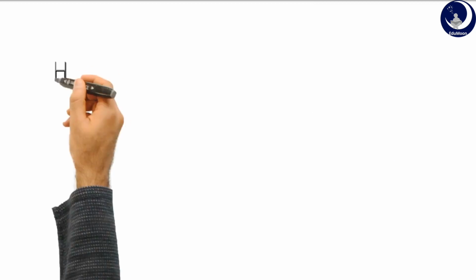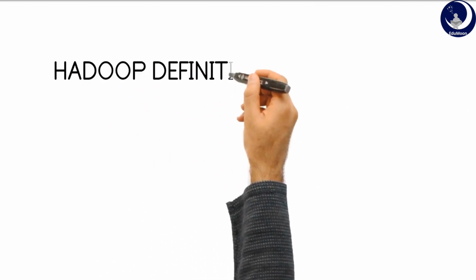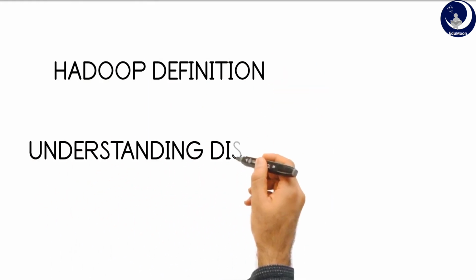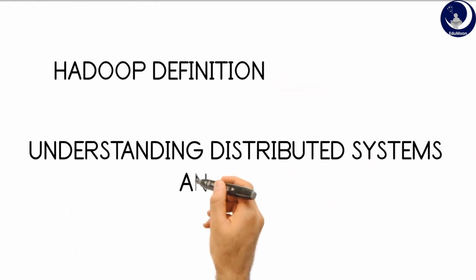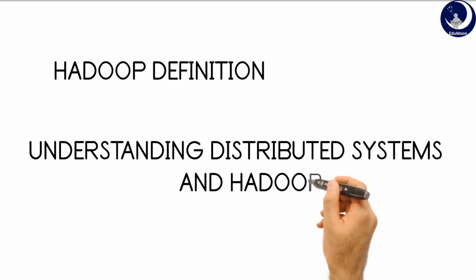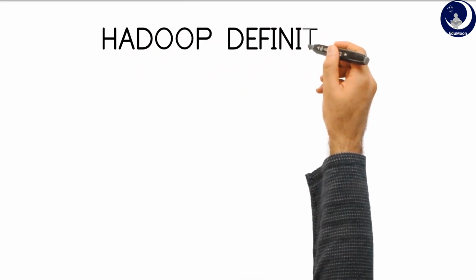So today we'll be starting with the second unit in Big Data Analytics, that is about Hadoop: what is Hadoop, its definition, understanding the differences between distributed file systems and Hadoop file systems. So let us know what is Hadoop, its definition and its importance.